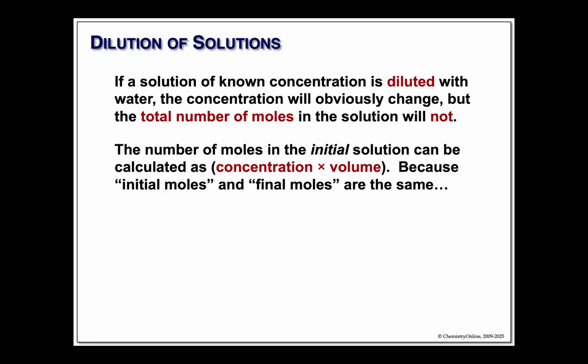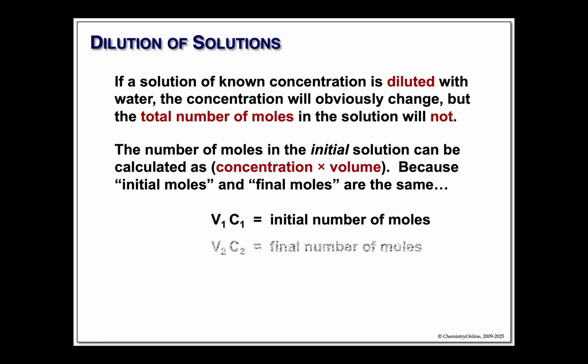The number of moles in the initial solution is calculated as concentration times volume. Final solution, same thing. Volume times concentration, initial. Volume, concentration, final. But initial and final moles are the same. That means we could write this equation: V1C1 = V2C2.